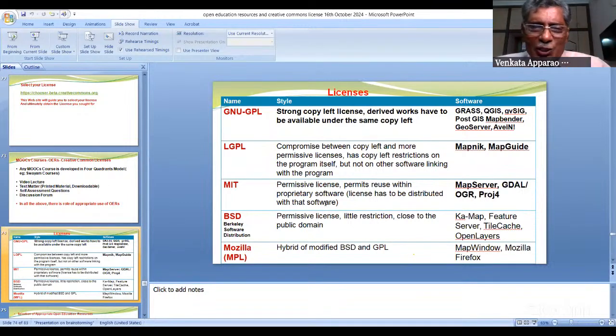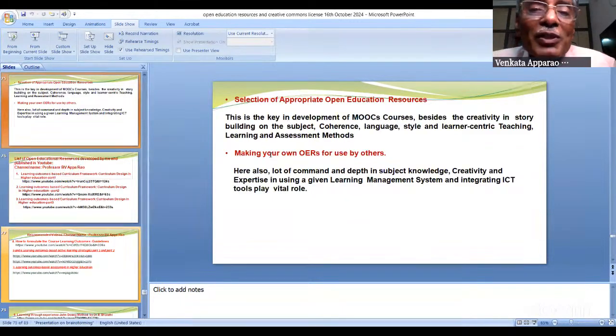I'm not going to explain all these. GNU GPL, LGPL, MIT, BSD. So GNU GPL is the most open, most free license for software. These are the details, self-explanatory. Selection of appropriate open education resources is the key in the development of MOOCs courses.